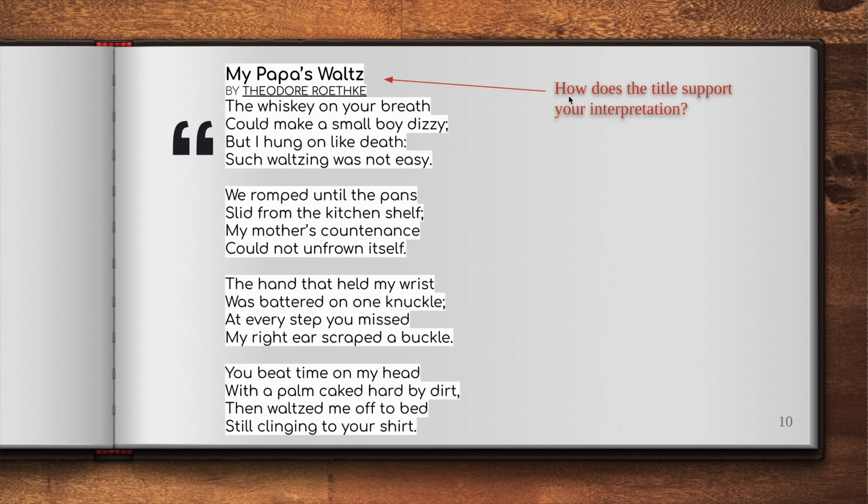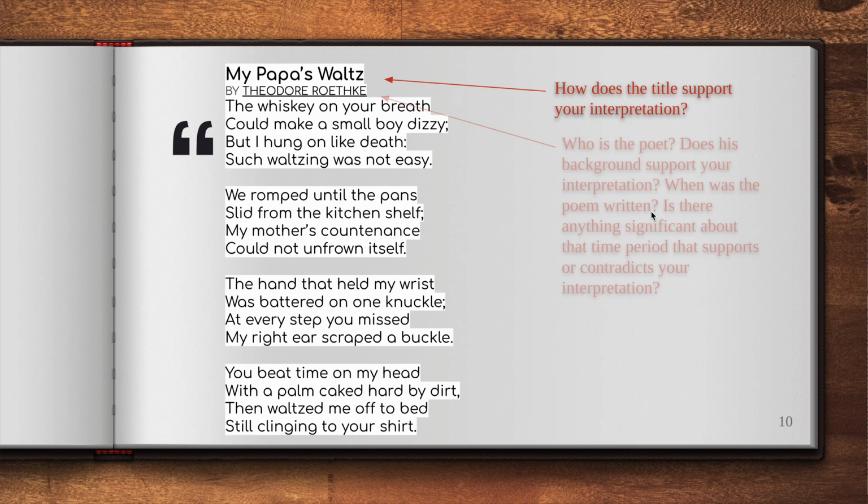So let's look at the title first. How does the title support your interpretation? "My Papa's Waltz." A waltz is usually meant to be fun and playful, right? There's dancing. So who is the poet? You have to think about whether or not the background supports your interpretation. When was the poem written? That's really important. Context is so important when it comes to literature and poetry, because our environment will affect how we write. So is there anything significant about that time period that supports or contradicts your interpretation?